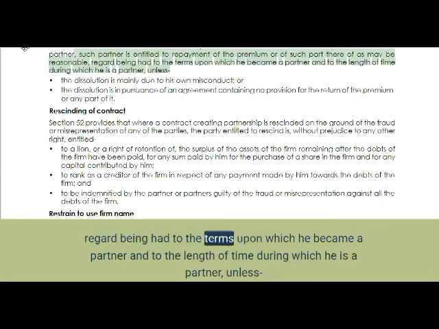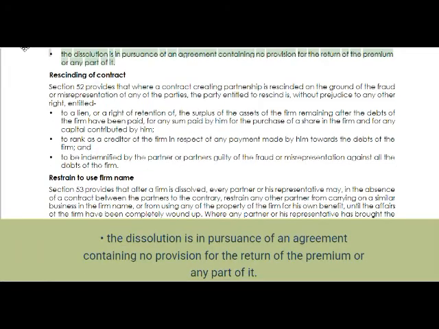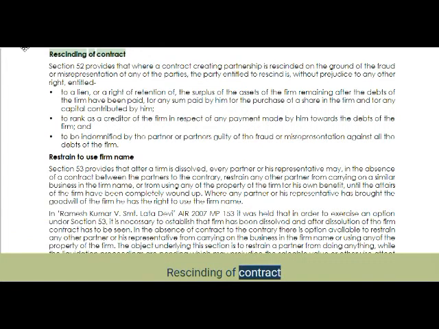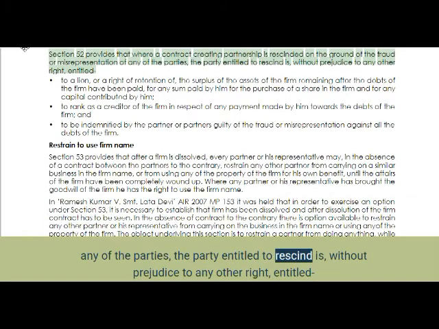D. Dissolution by notice of partnership at will. Section 43. Section 43 provides that where the partnership is at will, the firm may be dissolved by any partner giving notice in writing to all the other partners of his intention to dissolve the firm. The firm is dissolved as from the date mentioned in the notice as the date of dissolution, or, if no date is mentioned, as from the date of the communication of the notice.